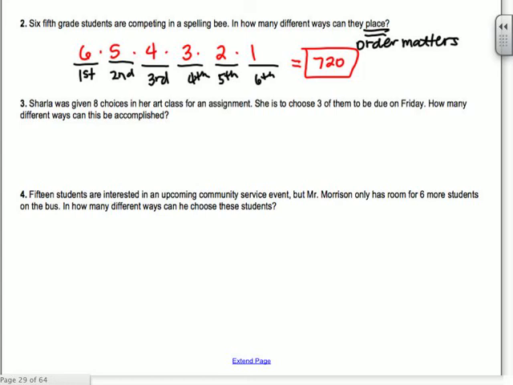All right, Charlotte was given 8 choices in her art class for an assignment. She has to choose 3 of them. All of them are going to be due on Friday. How many different ways can this be accomplished? So what do you think about this one?